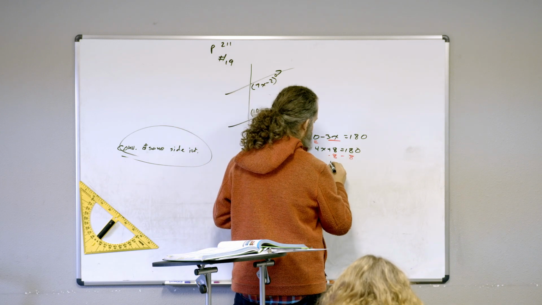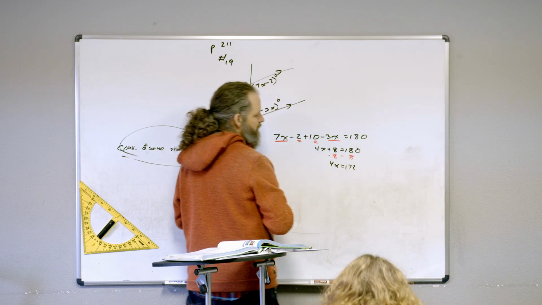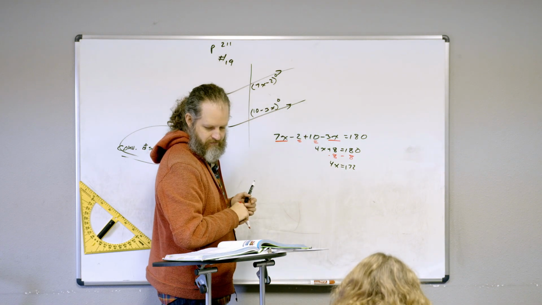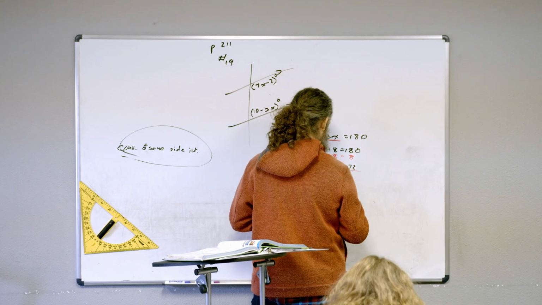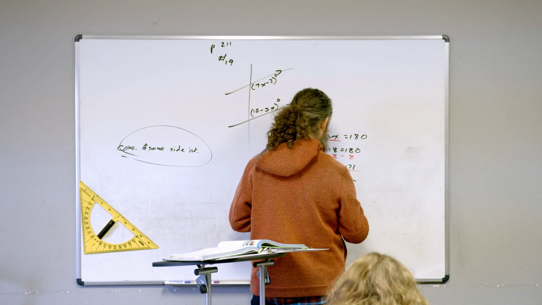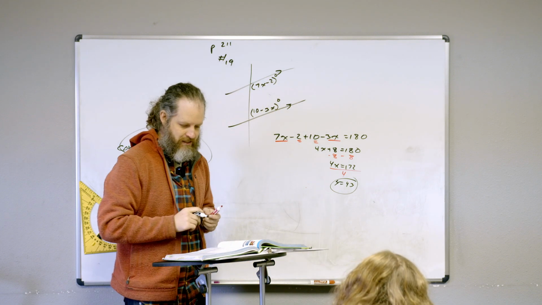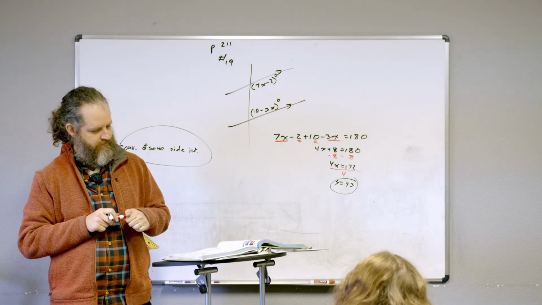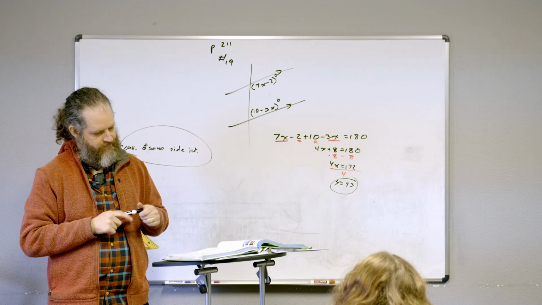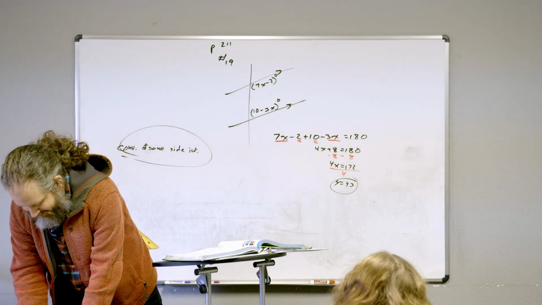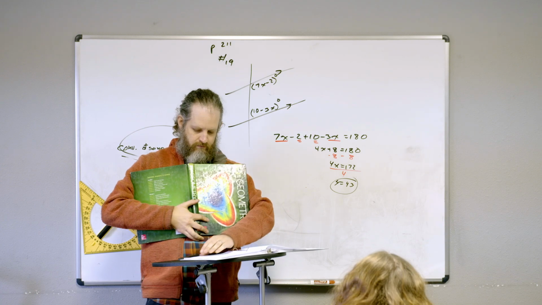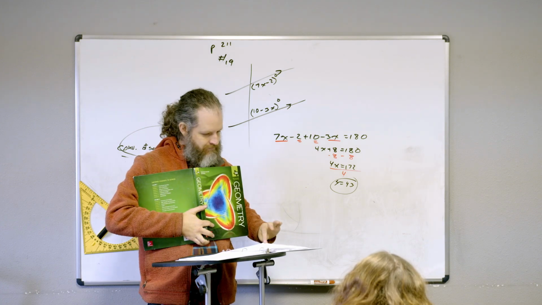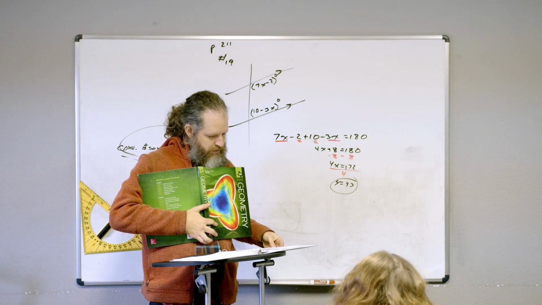So 4x equals 172. Now what do we do? Divide by 4. X equals 43. Easy money? Okay. See what else is on day one. Slope between 2 points.